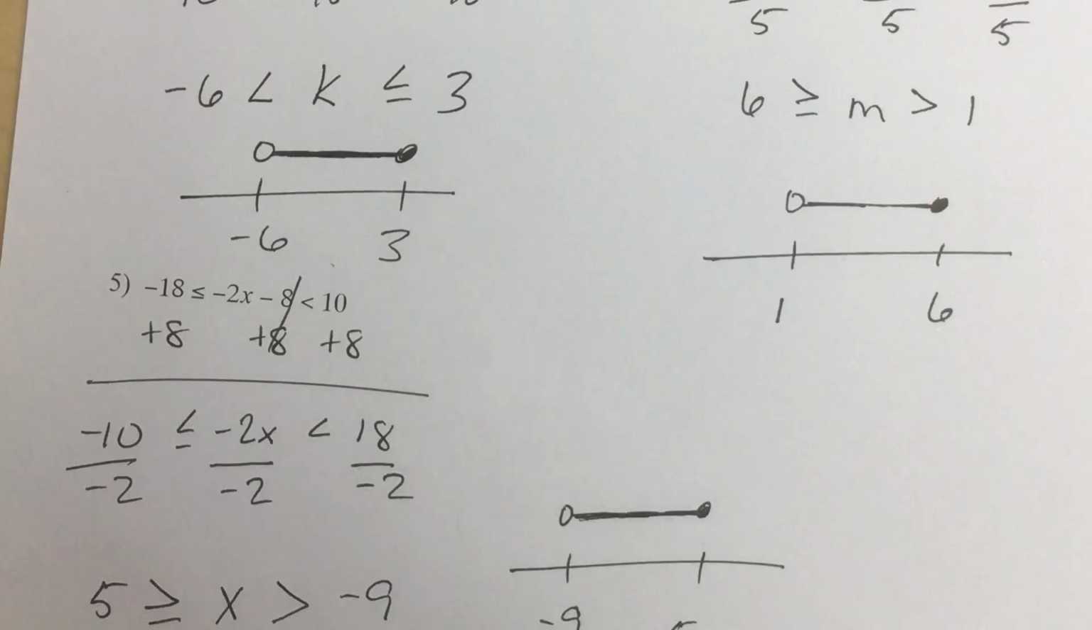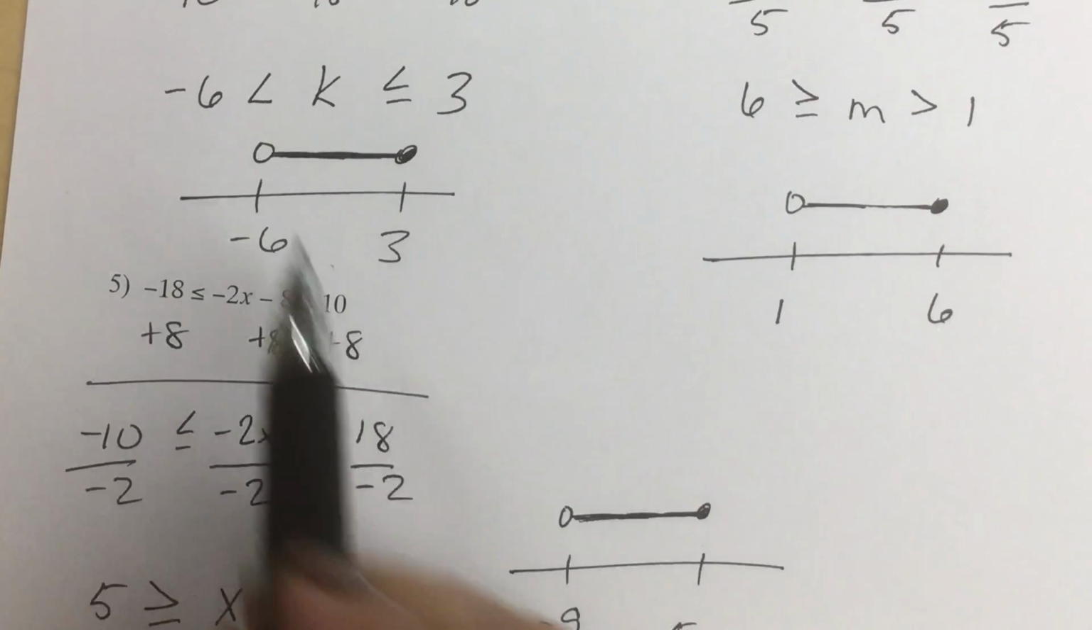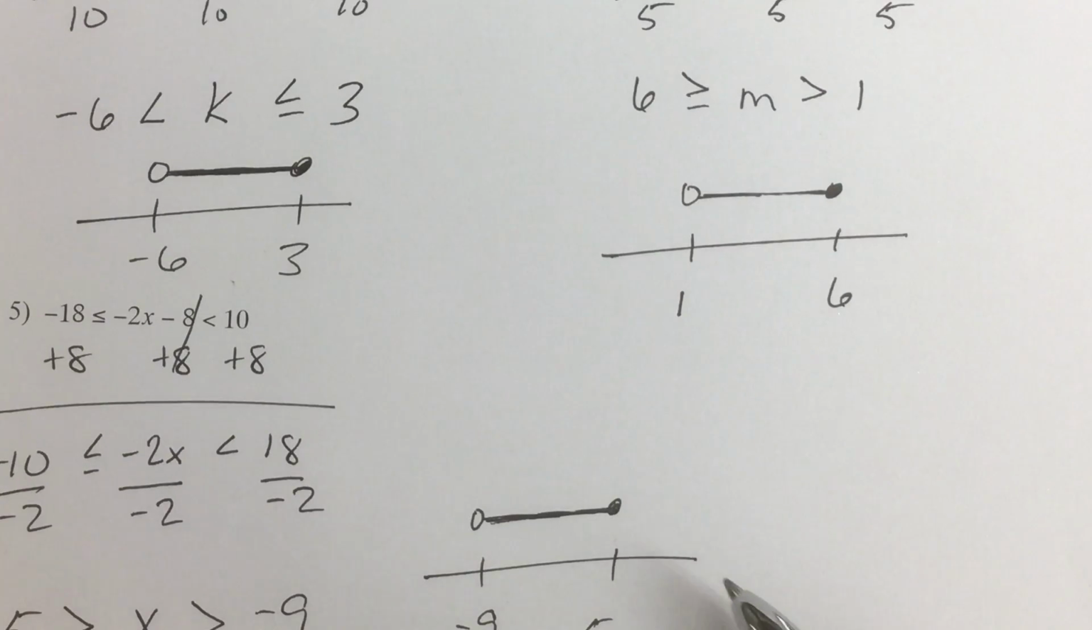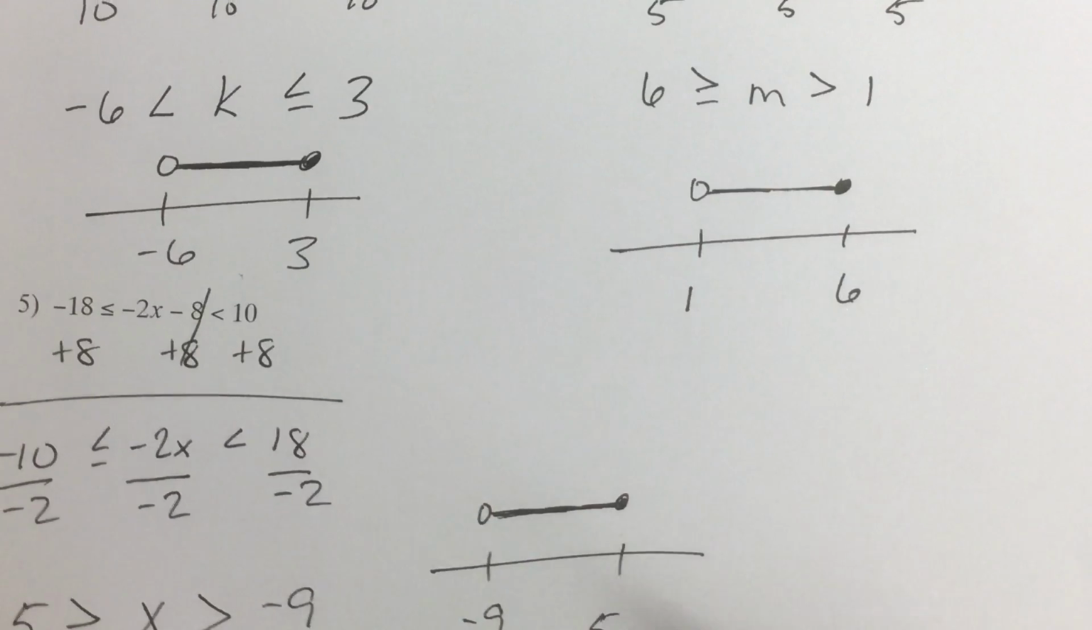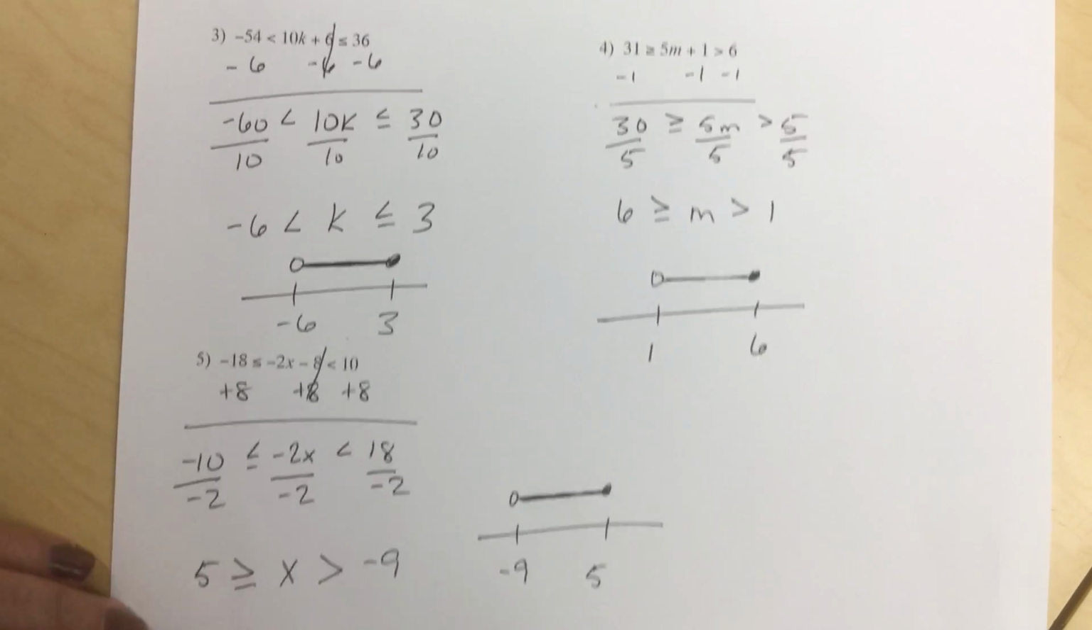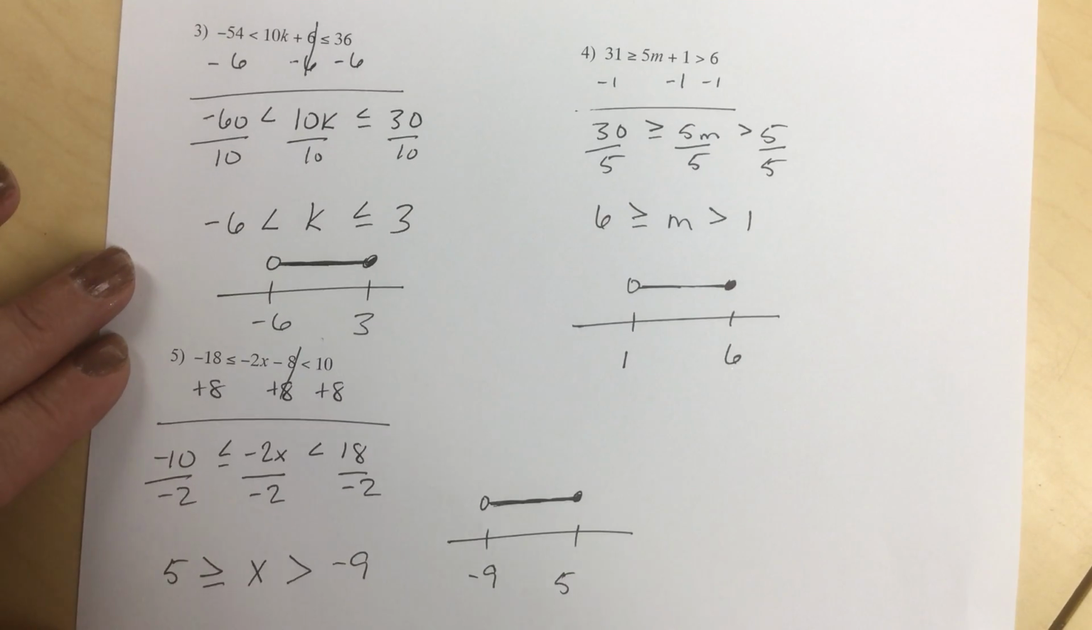Now this is just a coincidence that all three of these problems have an open circle on the left and a closed dot on the right. It just worked out that way. Do not think that it's always that way. Sometimes they're both closed, sometimes they're both open, and sometimes it's opposite of this, with the closed on this side and the open on this side. Okay? Hopefully that makes sense, and that will help you out on your assignment.